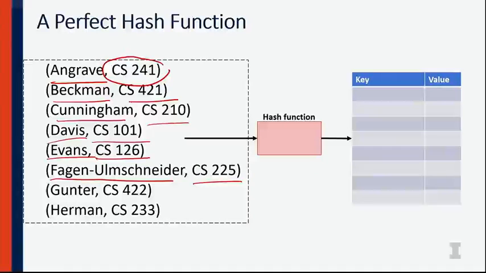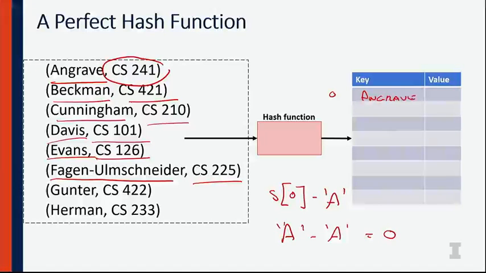If you noticed, I chose a particularly unique set of professors and listed them in a particular special order so that we can have a really great function. Notice that there is exactly one professor for every single letter in the alphabet. Our key function here may be the function where we look at our key string and we take index 0 and we subtract the character value a. So Angrave is going to be character value a minus character value a, which equals 0. So our key Angrave is going to be placed in index 0, and his value is 241.